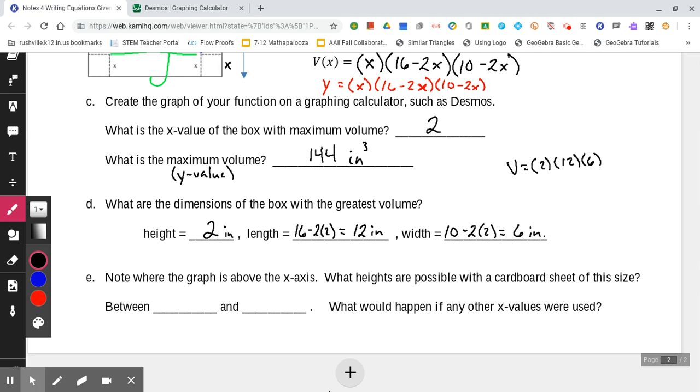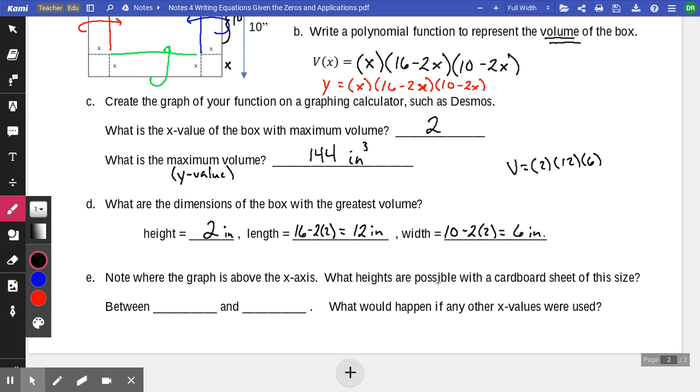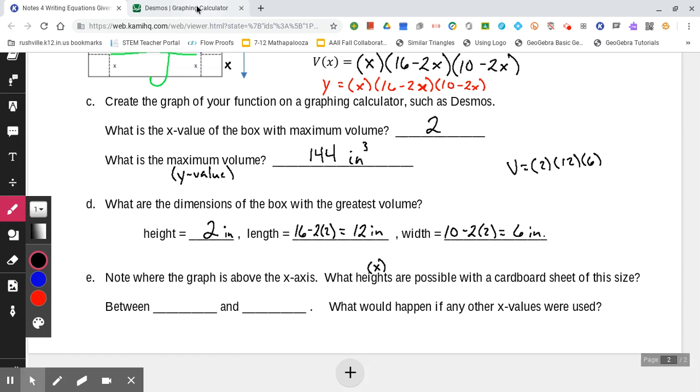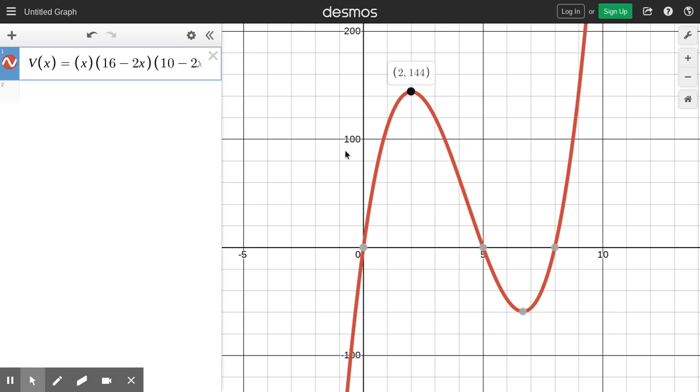Well, what heights are possible for a cardboard box? Well, our height, remember, was the letter x. So when we talk about what heights, we're talking about what x values are possible for the cardboard box here. And if you come up here, when would our volume be positive? What x values would we have to be between? Well, we can see it right here. We have an x-intercept on each side of this part of the graph that's above the x-axis, meaning the x values you can choose from are anywhere from 0 to 5.